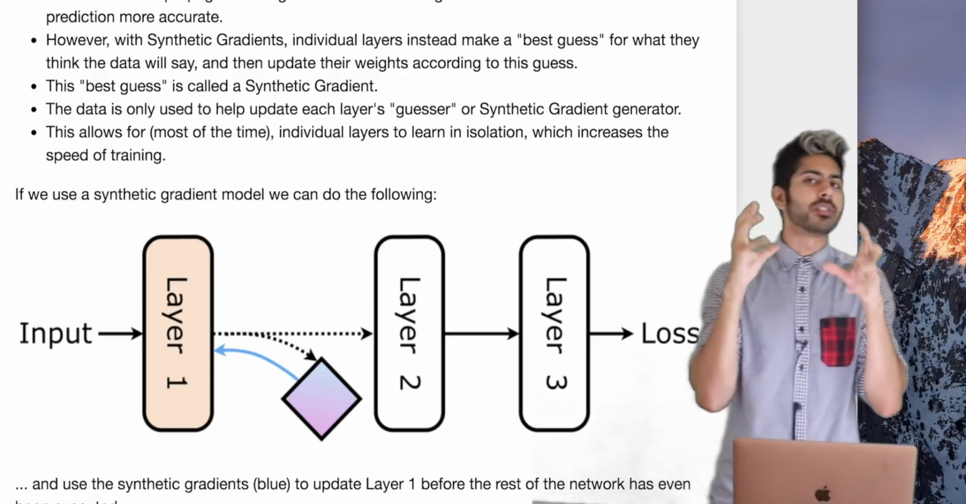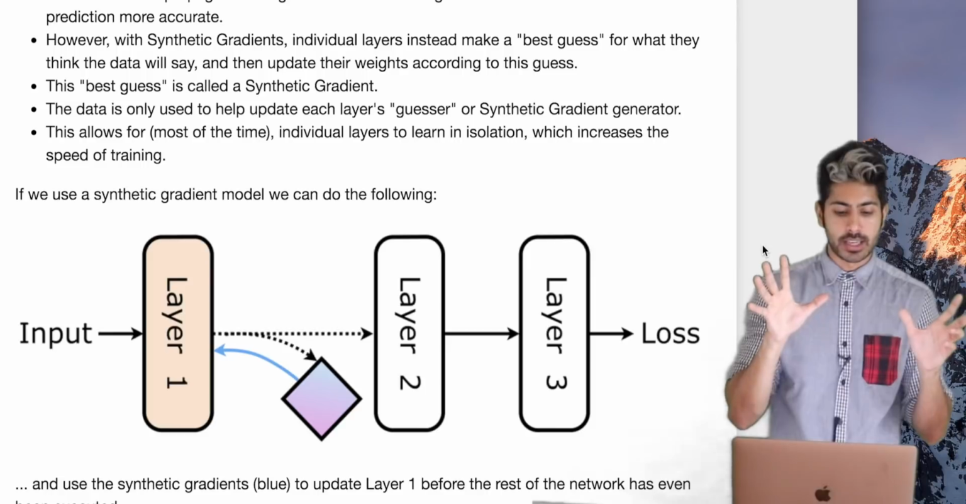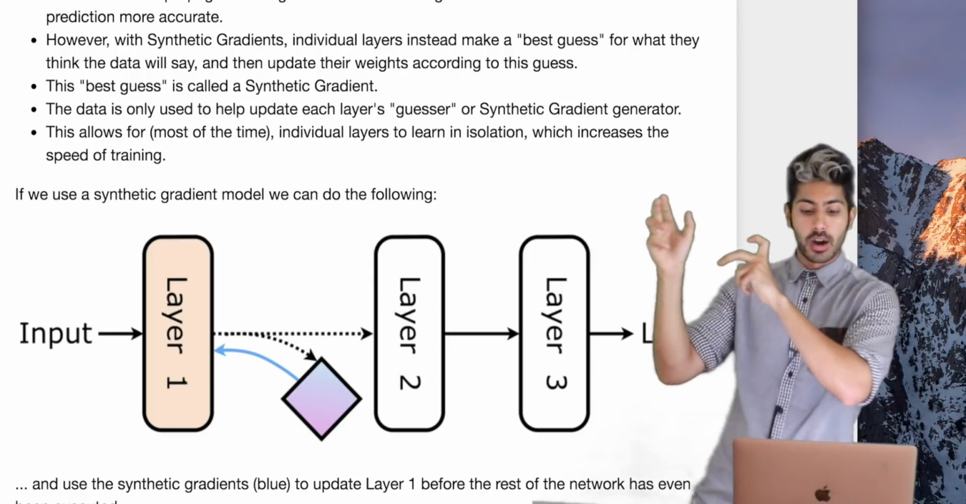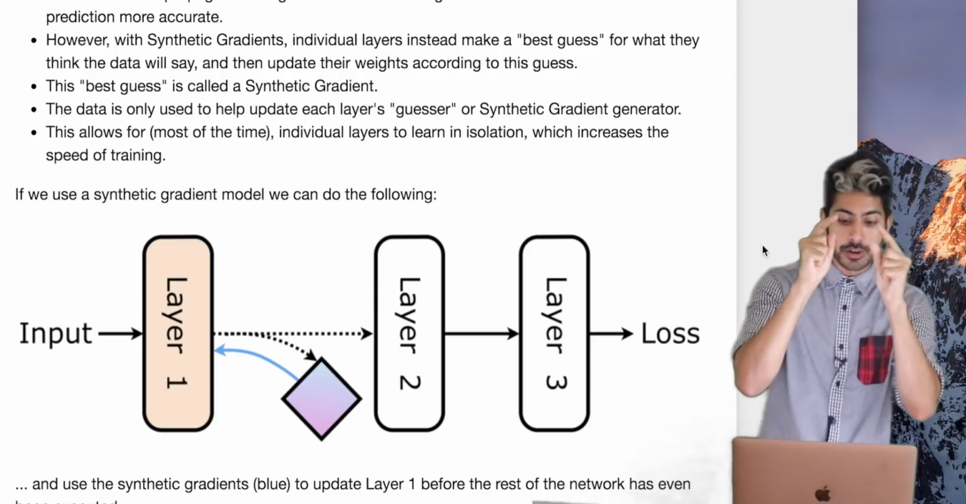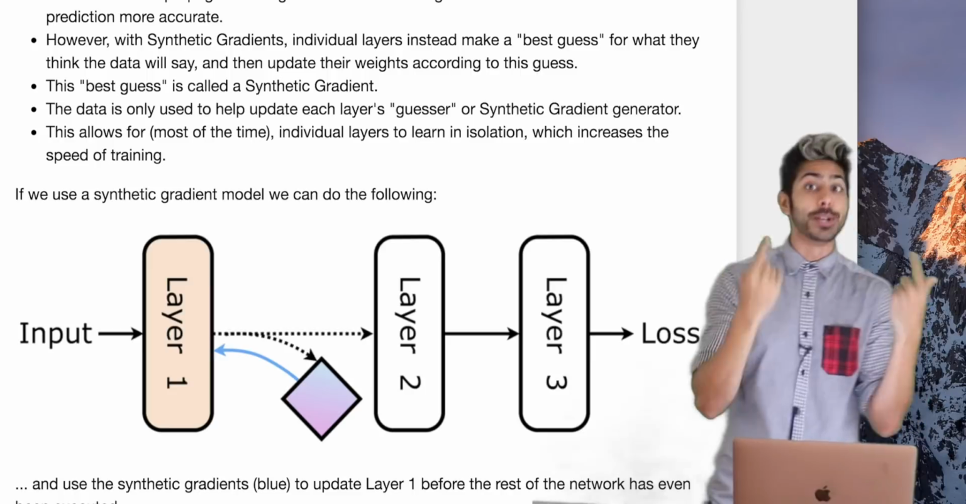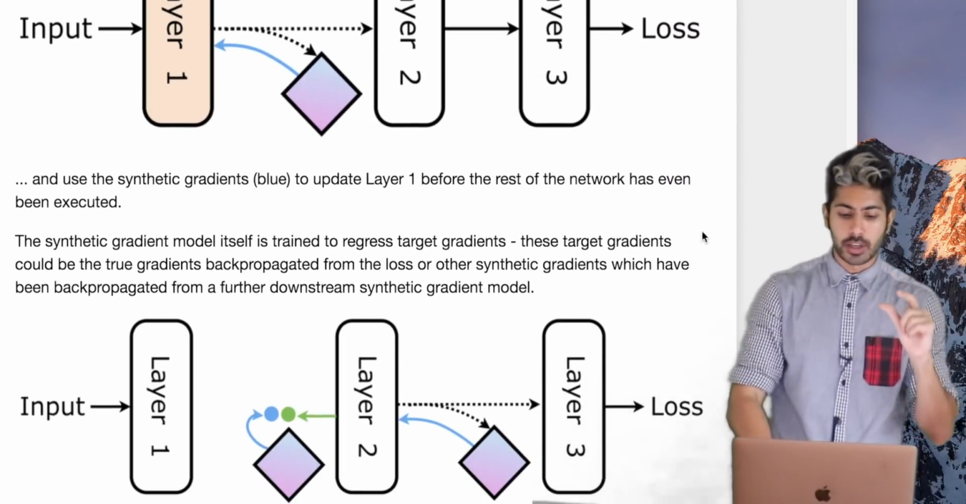So how are these synthetic gradients generated? I'm going to talk about that in a second. But what this does, the system of approximating gradients at every layer, is it allows individual layers to learn in isolation without having to wait for the other layers, which increases the speed of training. So this is kind of what it looks like right here.